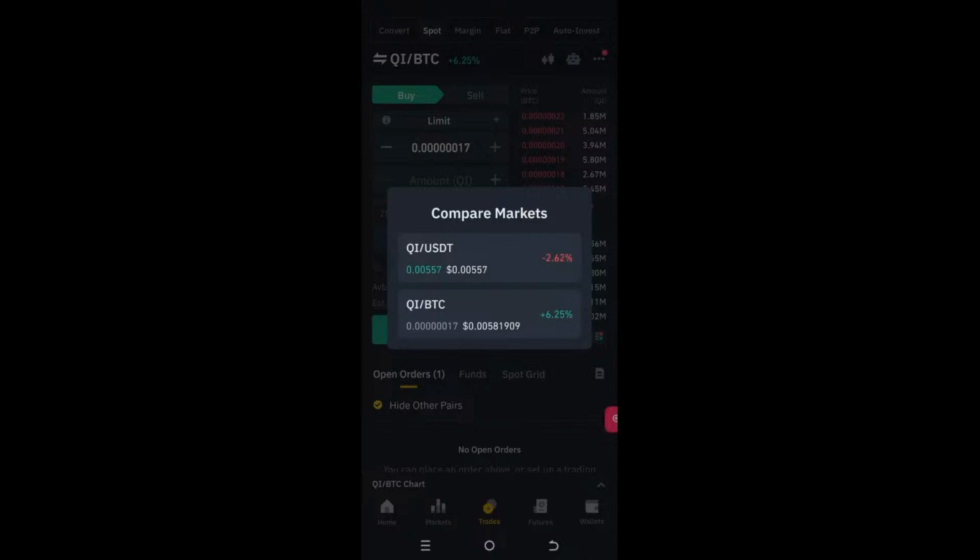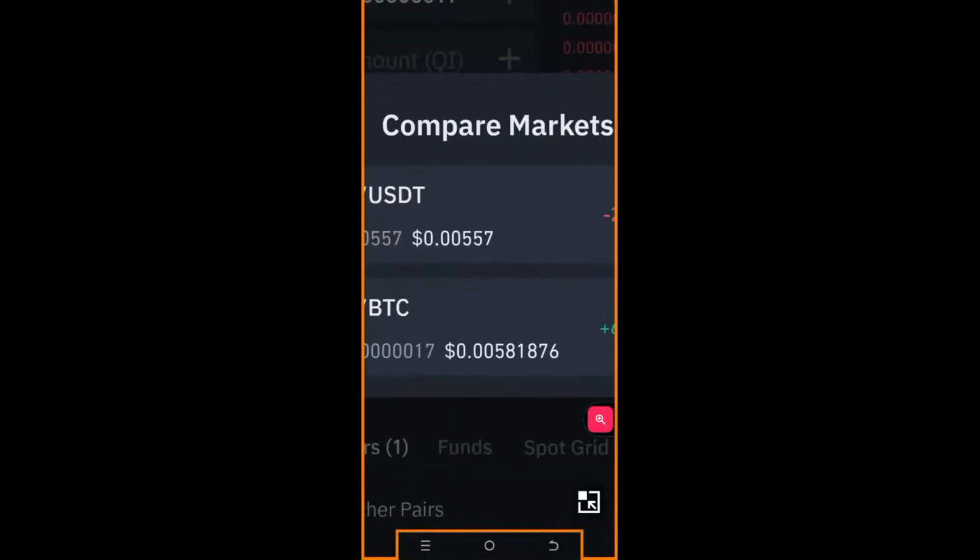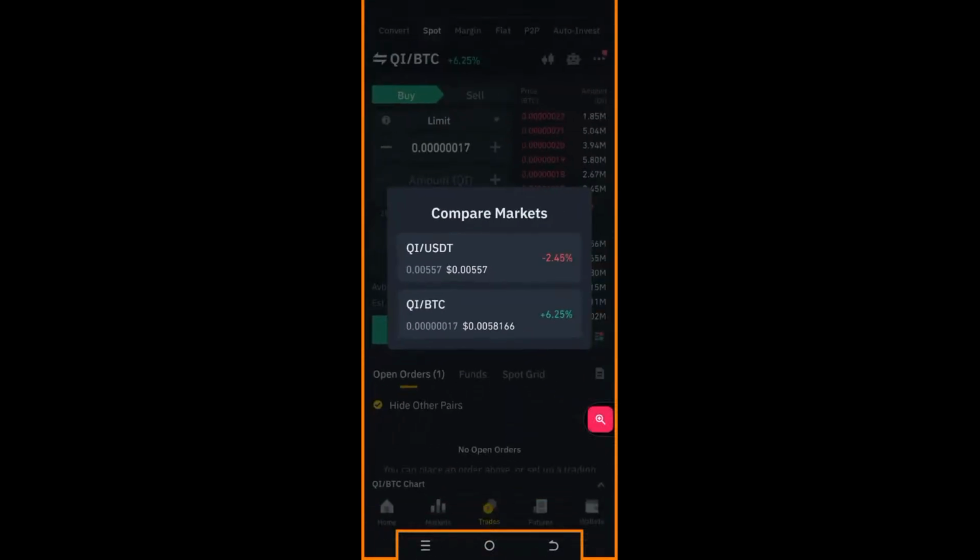Let me magnify this for you to see. You'll see that QI BTC is 058, while QI USDT is 0055. So obviously we know that the cheaper one is USDT, and we're going to start with that.